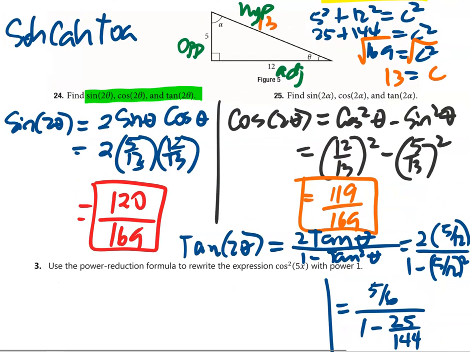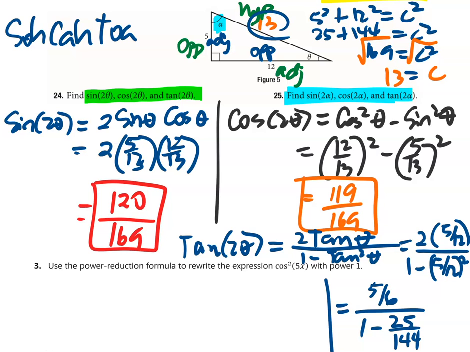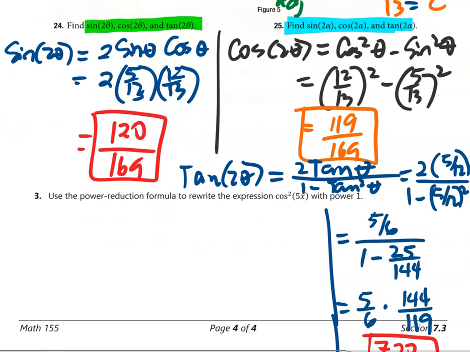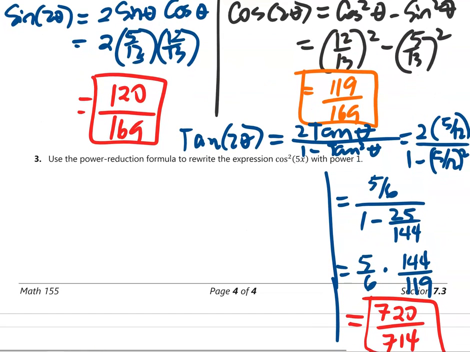Okay, and I'll let you try with number 25. This is sine 2 alpha, cosine 2 alpha, and tangent 2 alpha. Do the same thing, but this time you're using the angle alpha here. So this becomes your 12 is now the opposite, and 5 is the adjacent with the same hypotenuse, 13. Okay, practice that. And now the last problem.